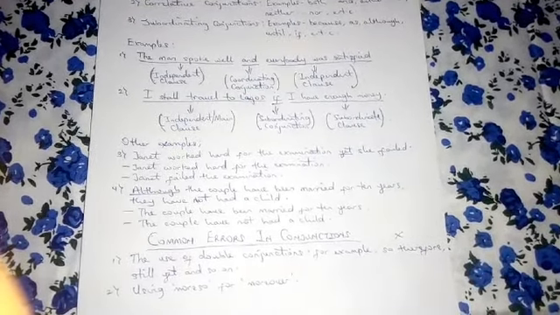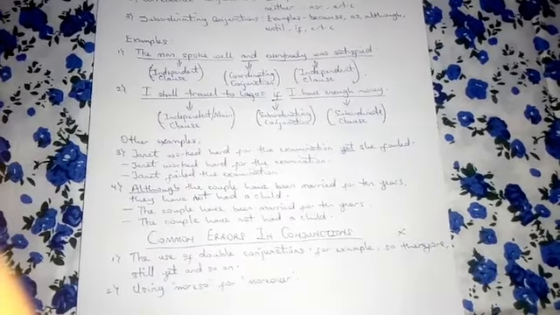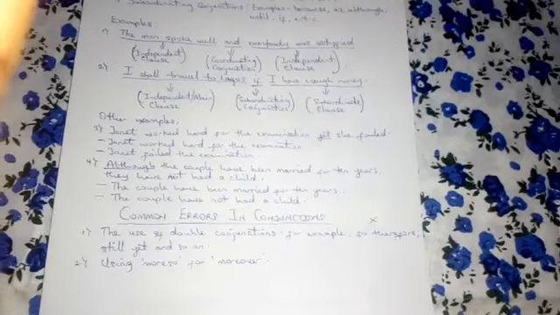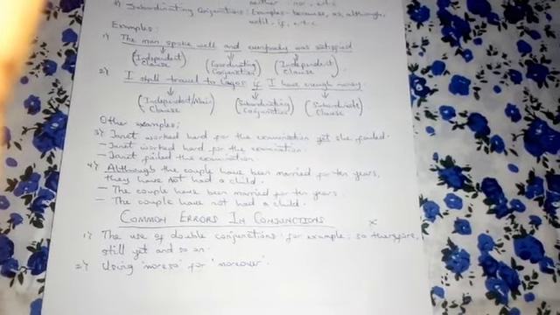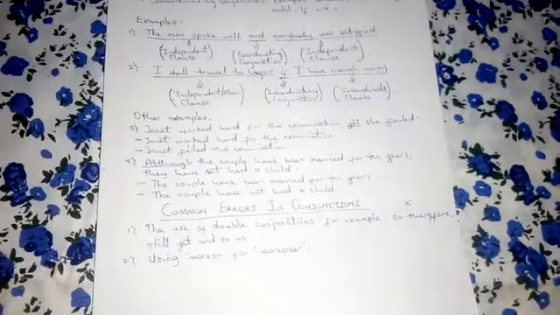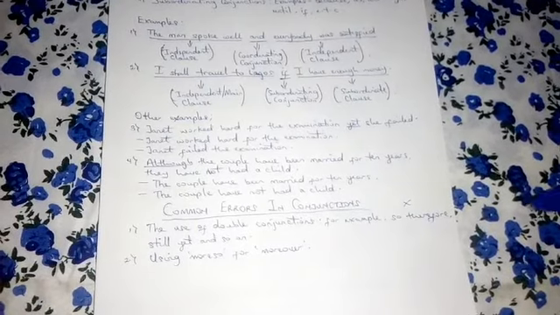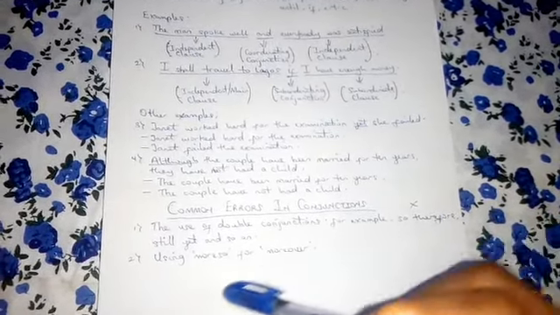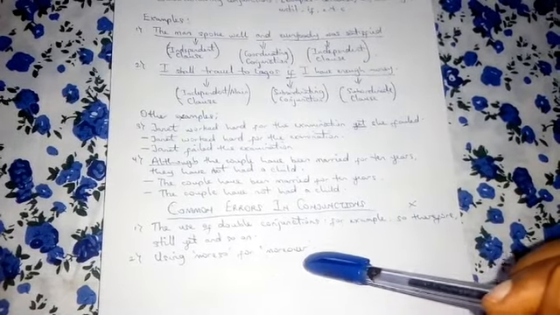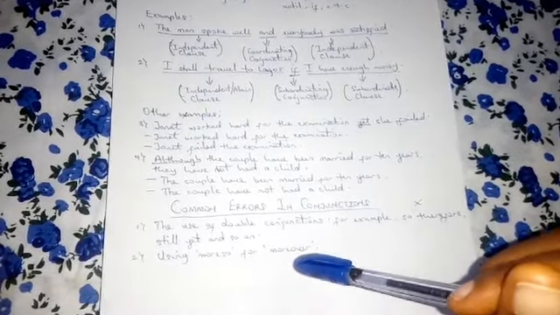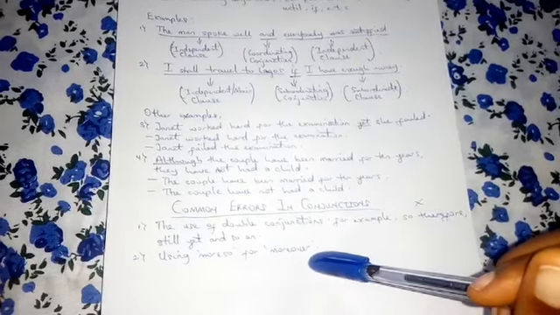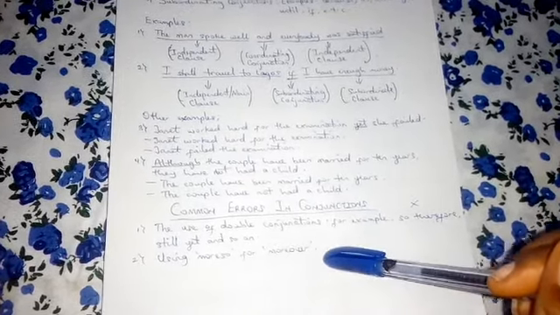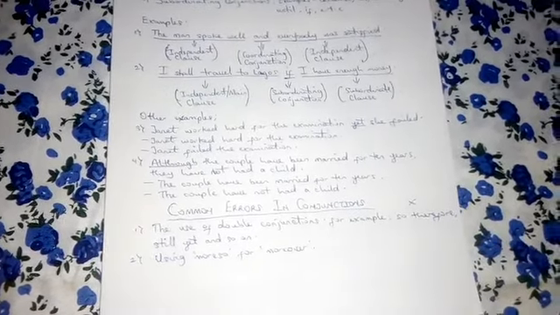Now, the second one is using more so for moreover. The word more so does not exist in English. You know, the use of more so is very wrong in English language. Instead of more so, you use moreover. Moreover is the correct English to use. There is nothing like more so in English language.